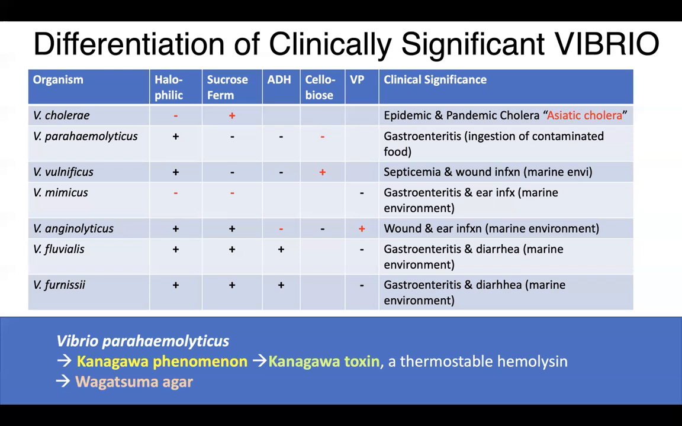This is possible because of the presence of a thermostable hemolysin called the Kanagawa toxin, which is seen only in human samples. Okay, so Kanagawa phenomenon is demonstrated by Vibrio parahaemolyticus from specimens isolated from humans. Okay, and this can be demonstrated best in the Wagatsuma agar. It's a blood agar plate, no? Wagatsuma blood agar plate. It contains high salt mannitol concentration. Okay, so it has mannitol and high salt concentration.